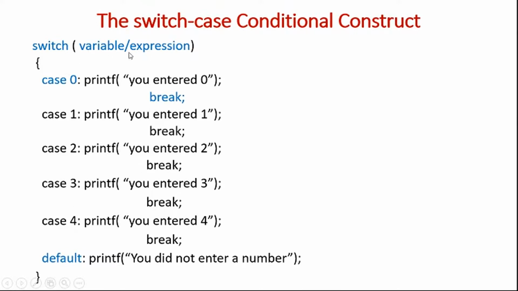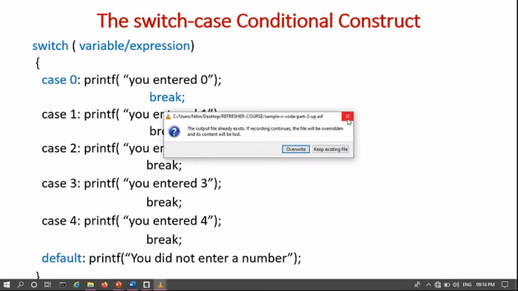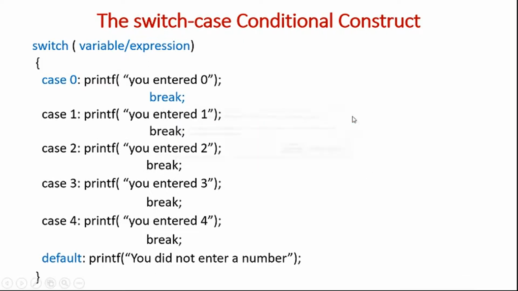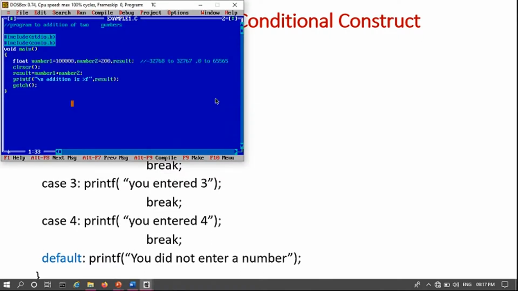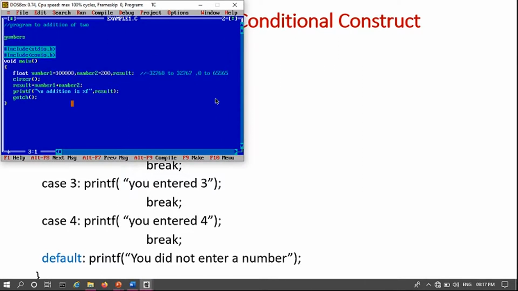Let's say if the value of the variable is 1, case 1 will execute. If the variable shows the value 3, then case 3 will be executed. If the variable carries the value 5, it doesn't match any of the cases, so the default statement will be executed. This is what is needed for switch execution. Now we will move to the programming part. Let's see how to execute the switch.